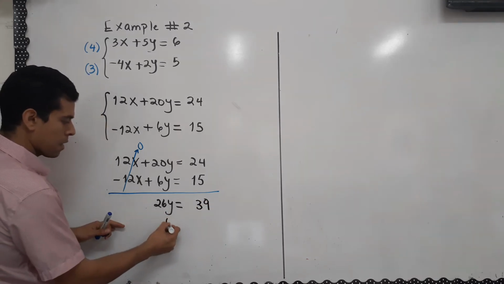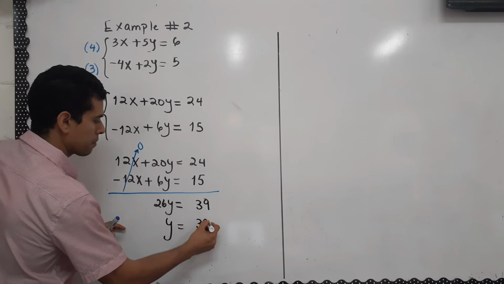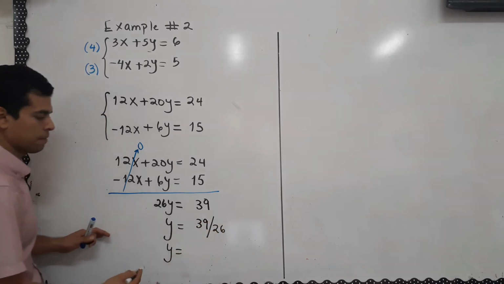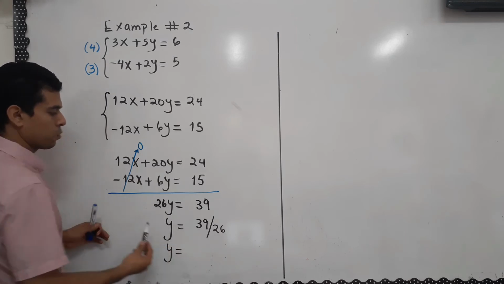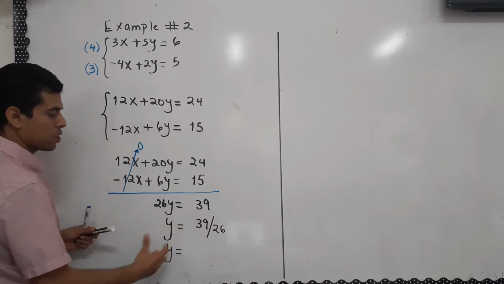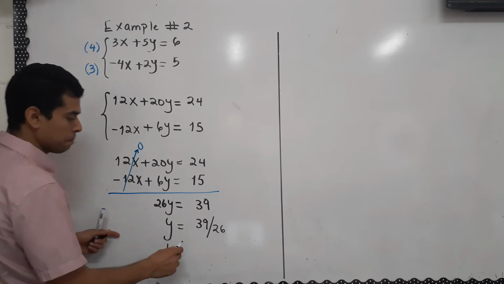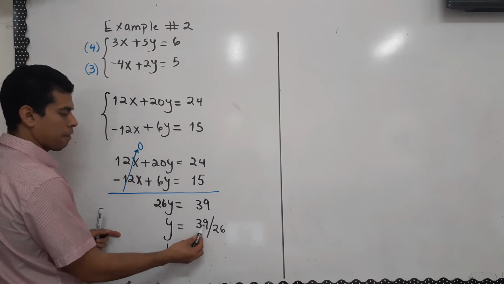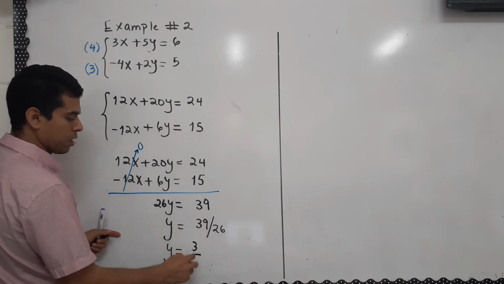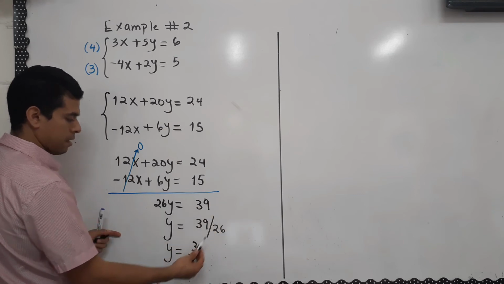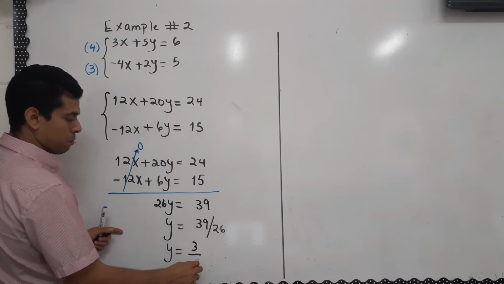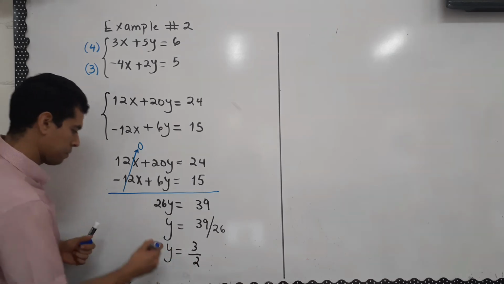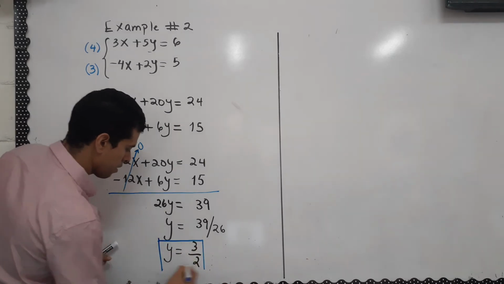So you isolate y. 39 divided by 26. And you simplify that fraction. 39 divided by 26. Find a common factor there. So it's going to be 3 here and 2 here. I am dividing the 39 by 13, which is 3, and the 26 divided by 13 is going to be 2. So the value of y is 3/2. And this is the answer for y.